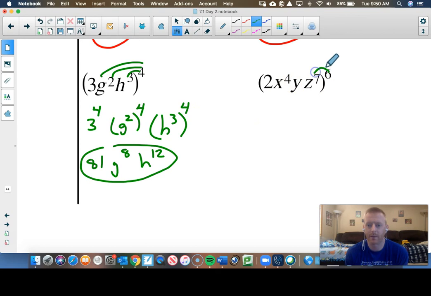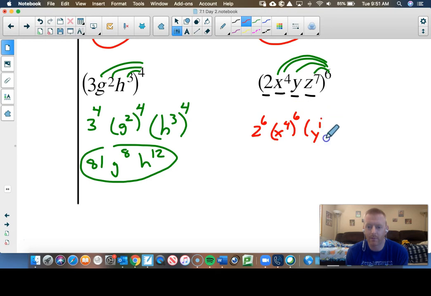Now same thing happens over here. The 6 goes to each piece. Now notice, this is where I'm trying to trick you. I have 1, 2, 3, 4 pieces. So I need to have 4 lines coming from there. So 2 to the 6th, I don't know if I can do that one so quickly. X to the 4th to the 6th. Here's the tricky part. This is a y to the 1st to the 6th. So there's an imaginary 1 there. And then a z to the 7th to the 6th. All right, to the 6th, 2.